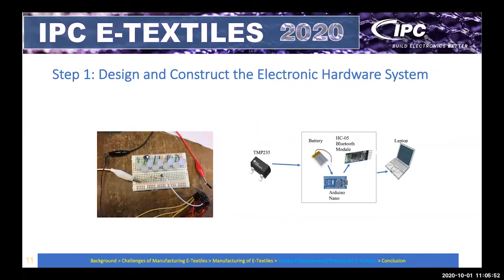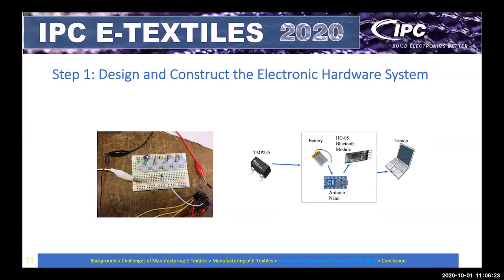So the first step is designing and constructing the electronic hardware system. You have to start with a hardware system, and you have to come up with a design that you want to make. The electronic hardware system for the garments needs to be developed, which is particularly important because it helps to determine constraints in electronic components and system architecture, and shows the feasibility of transferring into an e-textile. It might happen that once you make the hardware system, you realize that there are certain parts that you cannot actually transfer to e-textile components.